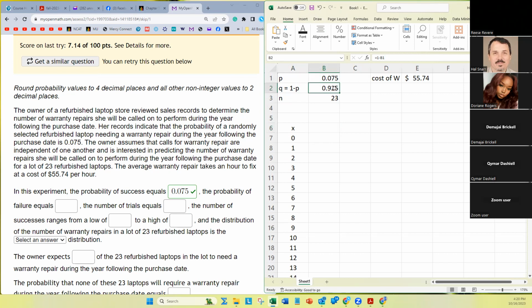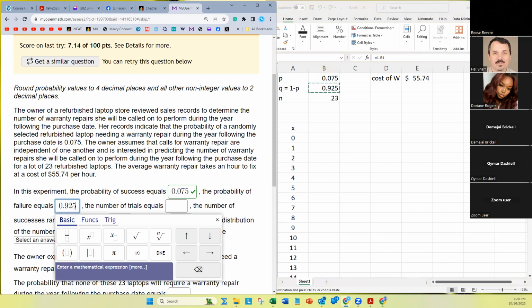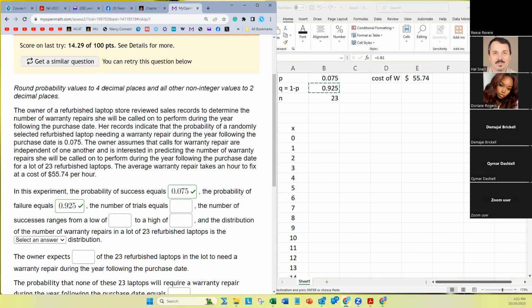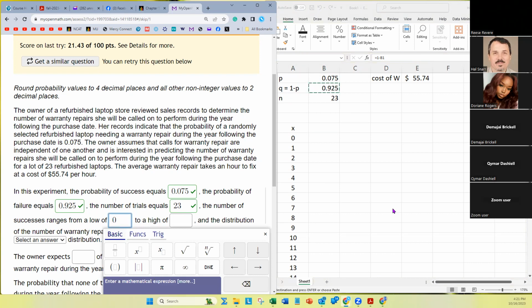Okay, so my probability of failure, which has a good connotation, because you don't want warranties. And then the number of trials for me is this lot of 23. She bought a lot of 23, and successes range from 0 to the high of 23. You could have 23 warranted laptops. She could have 0. She could have 1, 2, 3, 4, and so on up to 22. She could have 23.